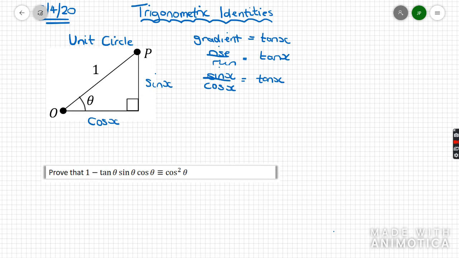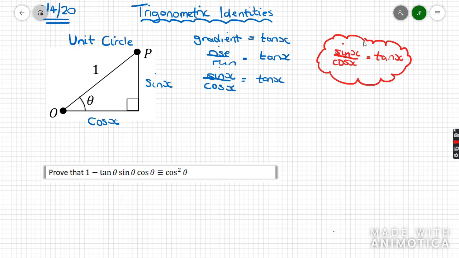The first one that you need to commit to memory, because we're going to have to use it time and again, is that sine x divided by cos x is equal to tan x. So that's the first one I need you to make note of, write down, and remember.